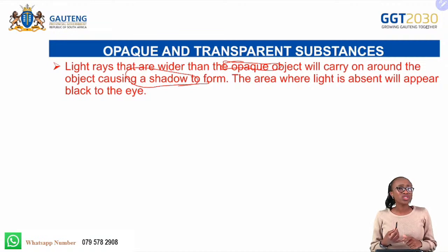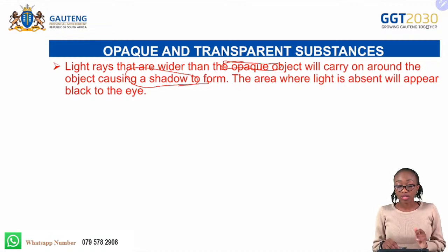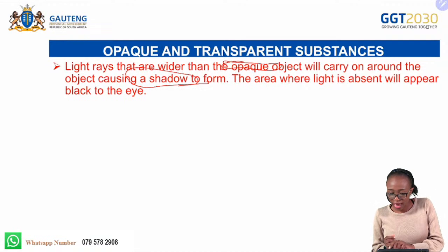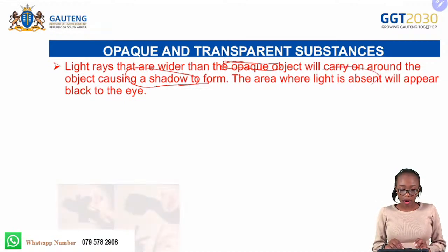I'm sure you've seen your shadow during the daylight. You've seen your friends' shadows. You've seen shadows of other objects as well, cars, houses. It's light rays that are wider than that opaque object, which the light is failing to travel through, that cause a shadow to form. So the area where the light is absent will appear dark to the eye.